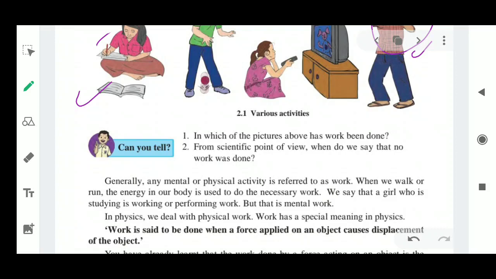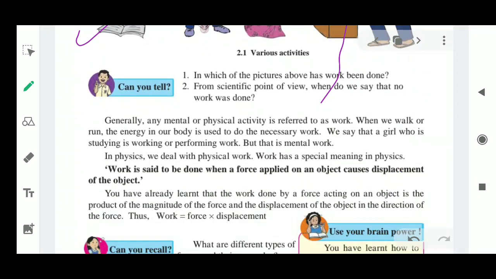But in the scientific way, only in the second case and fourth case is work done. Scientifically, work is said to be done when the application of a force causes a displacement of an object. In your textbook there is the definition of work: work is said to be done when the force applied on an object causes a displacement of the object.